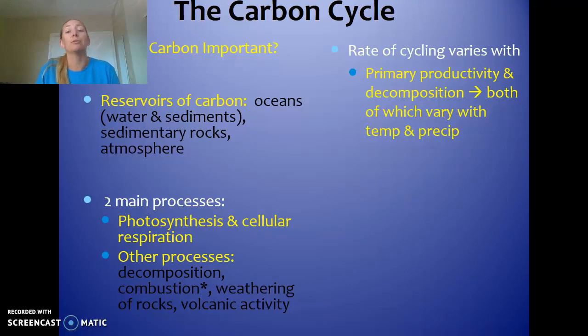I mentioned in another video that decomposition is going to increase when you've got warmer temperatures and more precipitation. So in places like tropical rainforests, where there's a plethora of plant life and it's nice and warm and it's constantly raining, then you've got a high rate of primary productivity, you've got a high rate of decomposition, so that carbon is moving through the ecosystem relatively quickly.